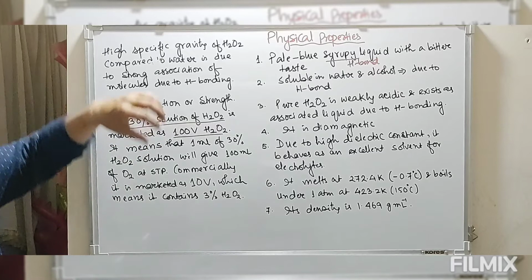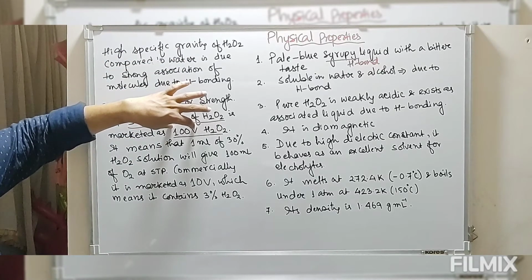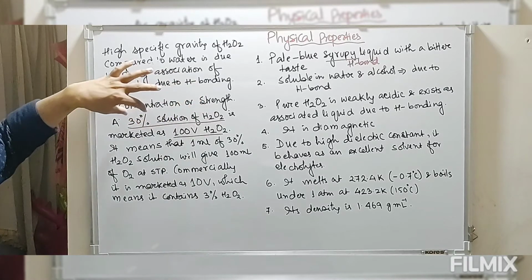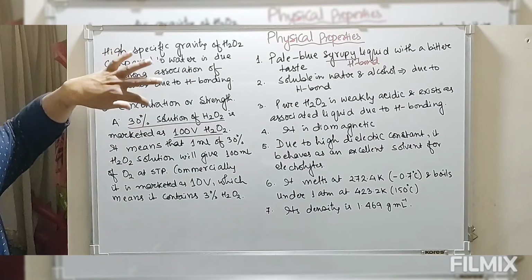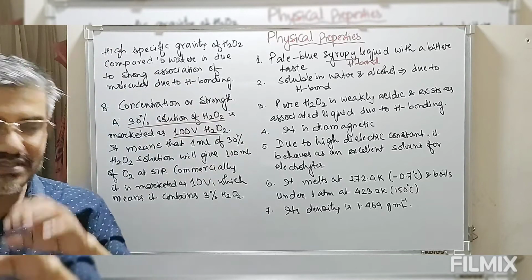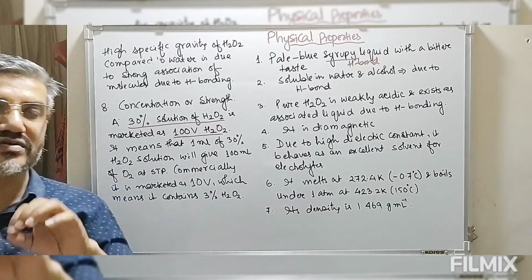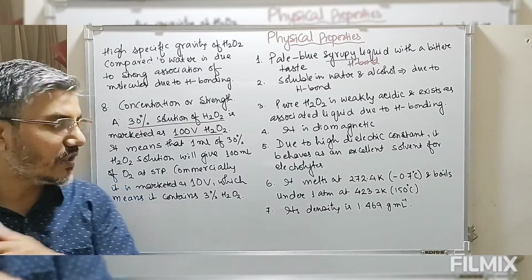So, if I say a sample of hydrogen peroxide is 100 volume, this 100 volume corresponds to 30% of the sample. So, the concentration is 30%. This is marketed as 100 volume. That means 1 volume of hydrogen peroxide at STP will produce 100 ml of molecular oxygen.